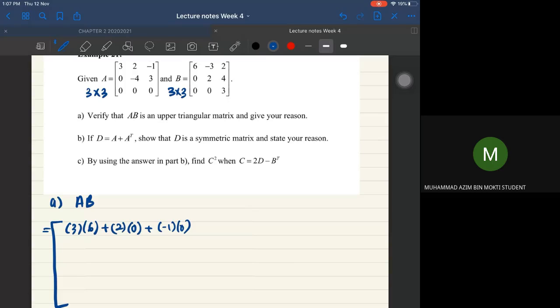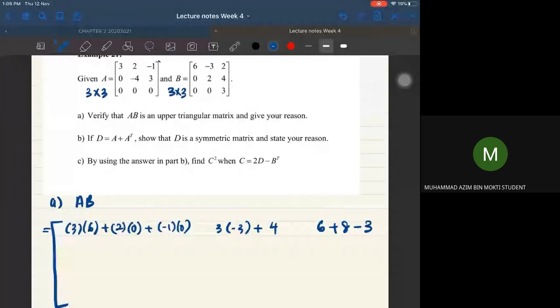Okay, the next one. What is the next element? So the first row darabkan dengan the second column. So you akan dapat 3 darab dengan negatif 3 tambah 4. Okay. And then the last one here for the first row. So first row with the third column will give you 3 darab 2, 6 tambah 4 darab 2, 8, 1 darab negatif 1 darab 3, negatif 3. Boleh faham kan?